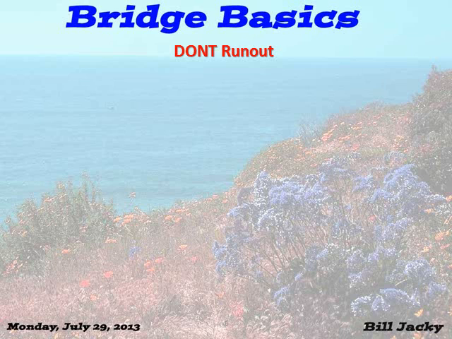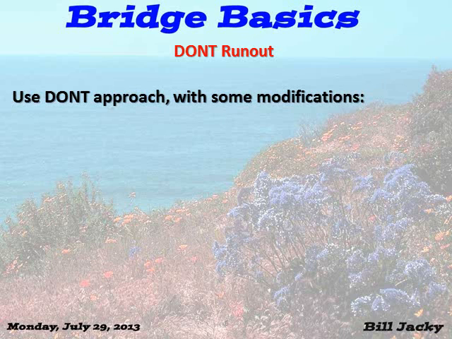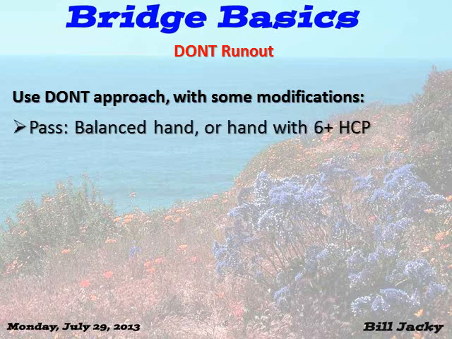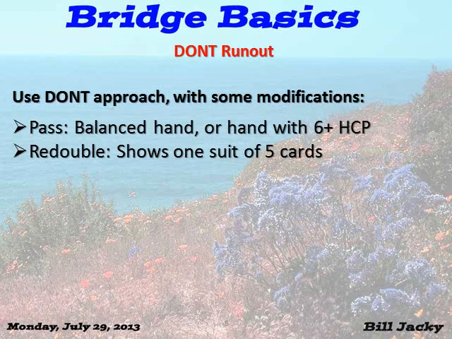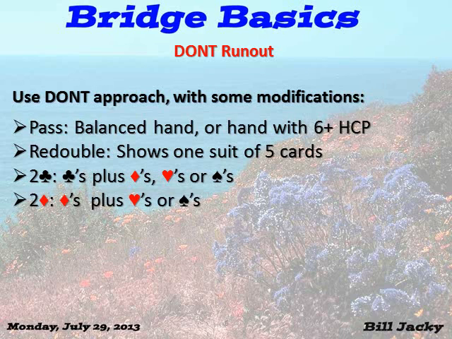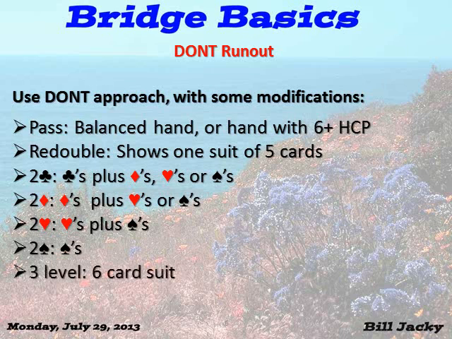One thing you could do is use the don't run out. Use the don't approach with a couple of modifications. Pass with any balanced hand or hand with 6 or more high card points. Redouble shows a one-suited hand of 5 cards or more, and the other bids show don't. Clubs show clubs and a higher ranking suit. Diamonds, diamonds plus a major. Hearts, hearts and spades. Spades show spades. Any 3-level bid shows a 6-card suit, and you might actually have a good hand. Maybe your right-hand opponent is psyching. You don't know, but what the heck.